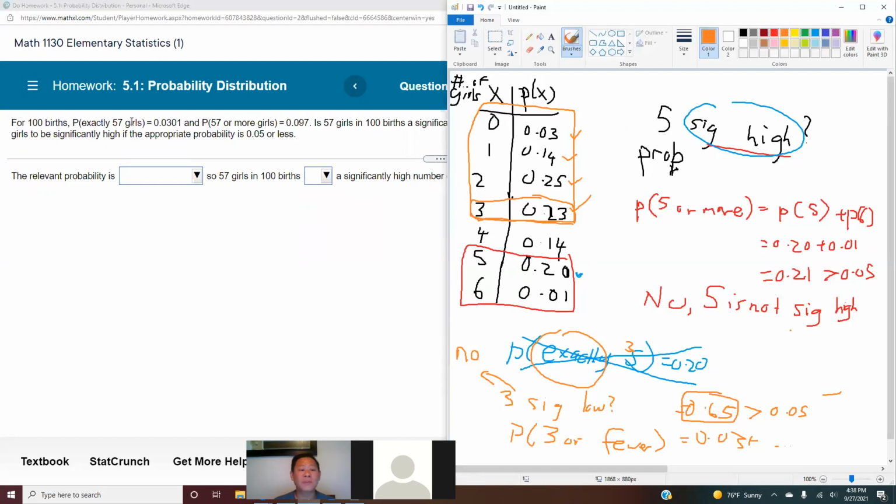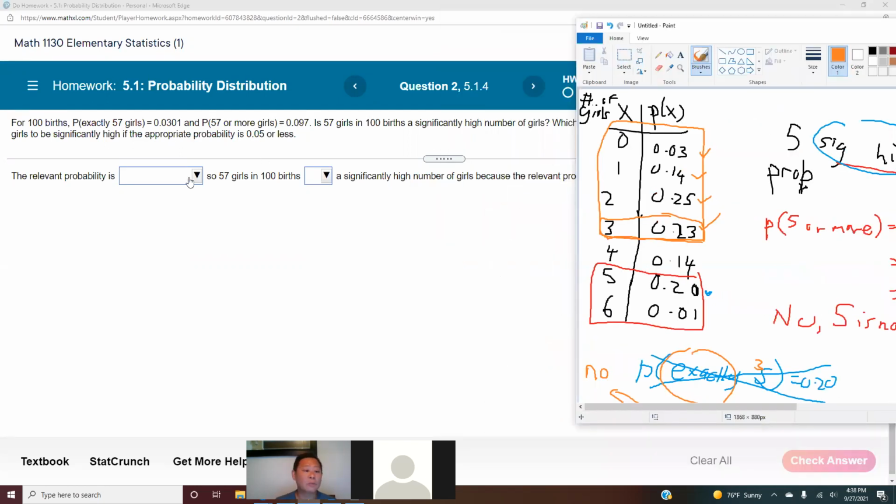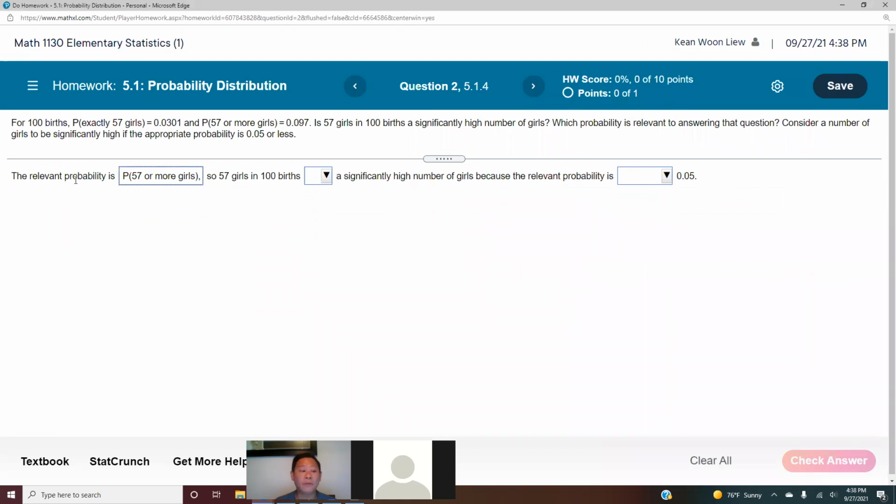So this exactly 57 is no good. We don't use that because for significantly high, we have to use that number or more. So we are using this number. And this number is more than 5% because 0.097 is greater than 0.05. So in this case, we are using 57 or more girls. The reason is that this percentage is not a significantly high number, because it is greater than 5%.